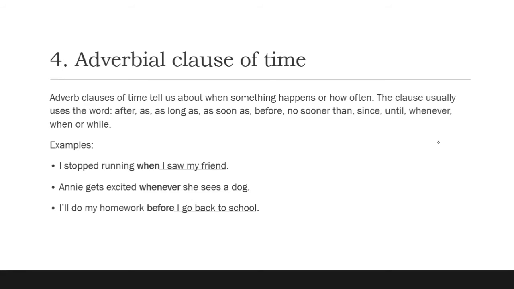4. Adverbial clause of time. Adverbial clause of time tells us about when something happens or how often. The clause usually uses the words after, as long as, as soon as, before, no sooner than, since, until, whenever, when, or while. Example: I stopped running when I saw my friend.